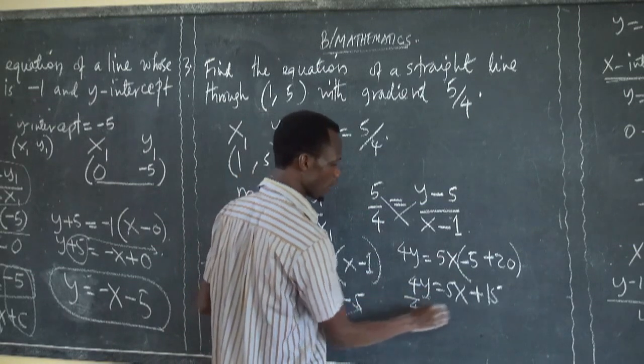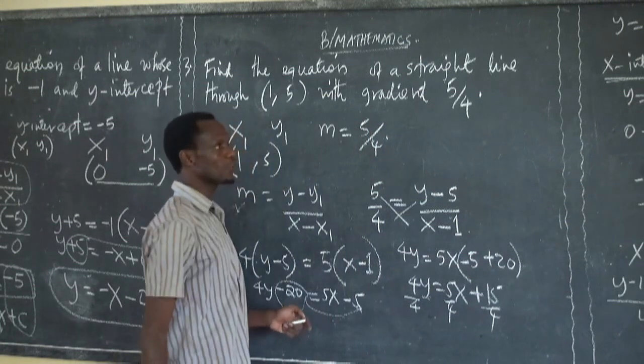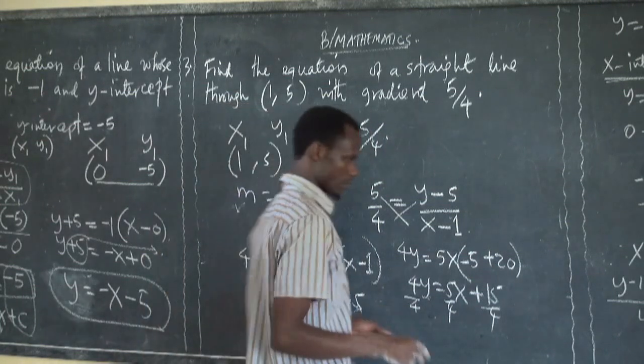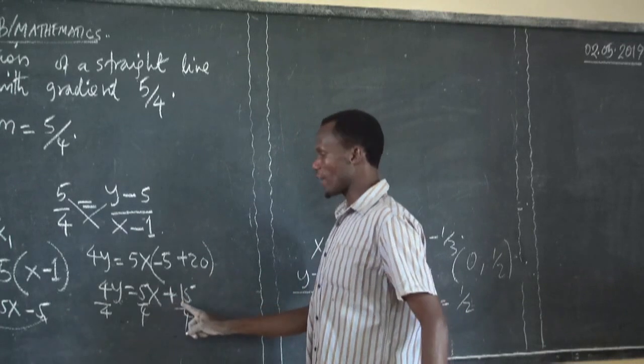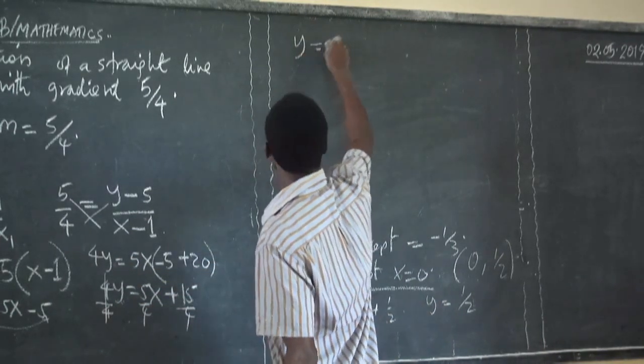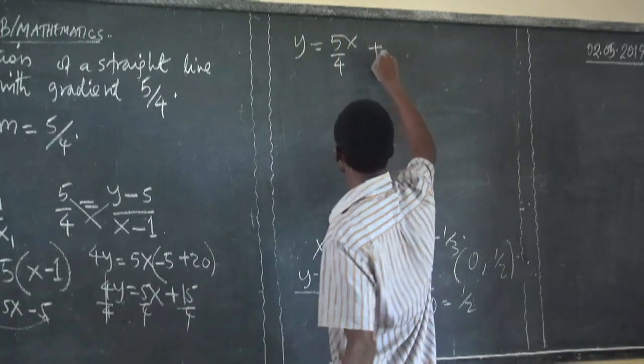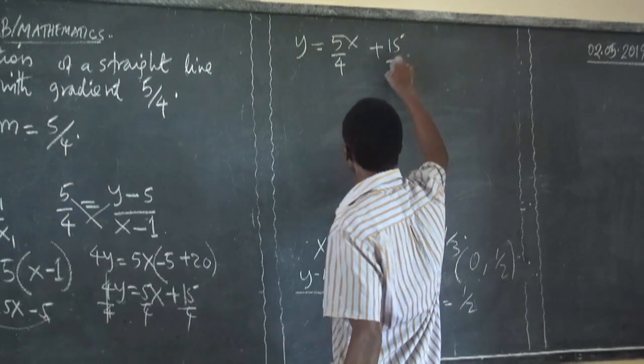Then we must find the value of y. We divide by 4 on both sides. After dividing by 4 both sides, this cancels, and you remain with y is equal to 5x over 4, then plus 15 over 4.